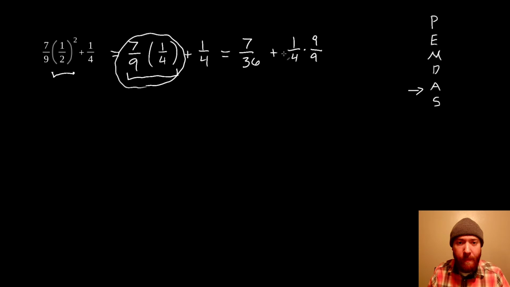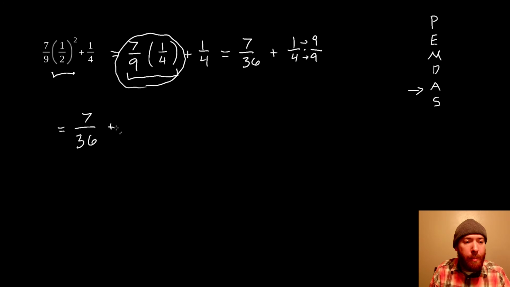Okay? So in these two fractions, we're going to multiply the tops and the bottoms. And on the top, we are going to have 1 times 9, which is 9. And on the bottom, we're going to have 4 times 9, which is 36. And now we have a common denominator. And now we can add the numerators. 7 plus 9 is 16.